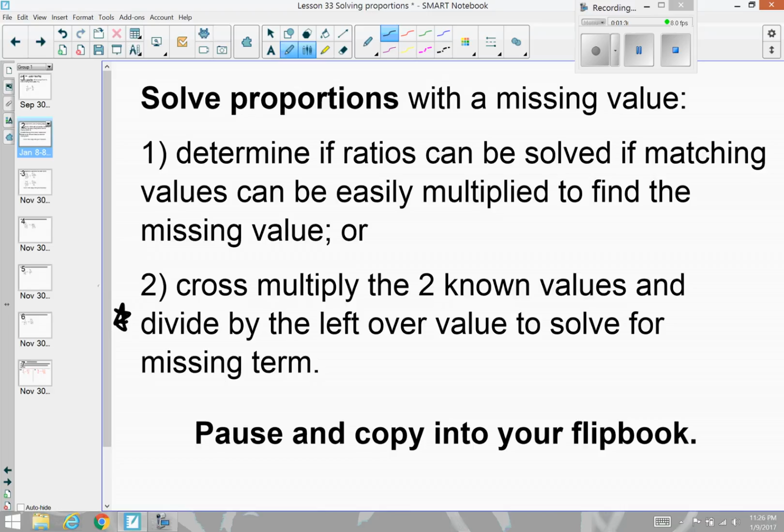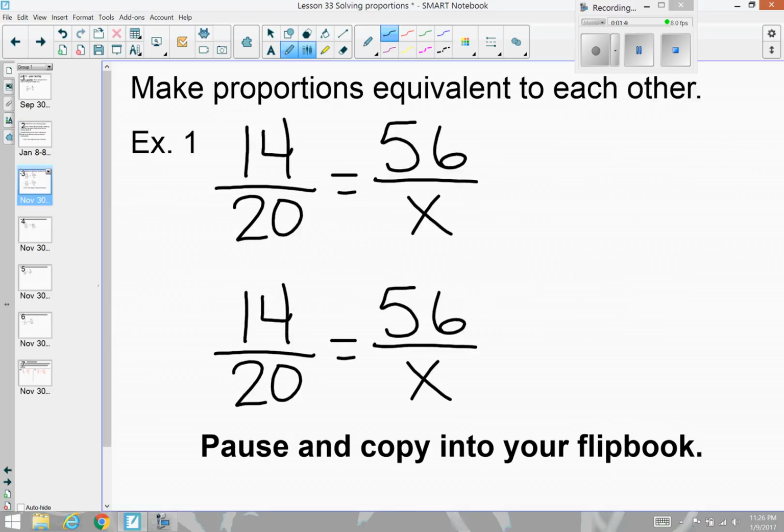Right now, I'd like for you to pause the video and copy this into your flipbook. All right, now that you've copied down the definitions, let's actually practice both of those methods.